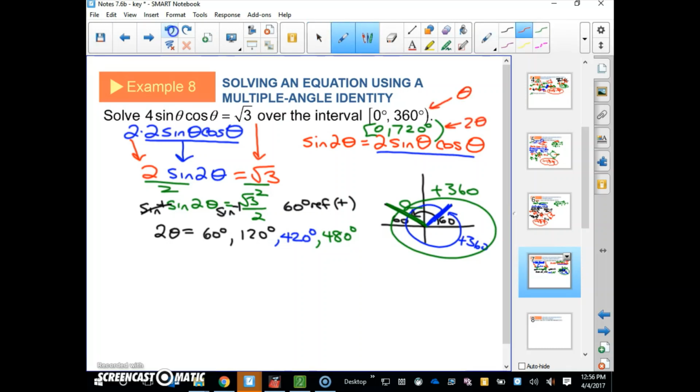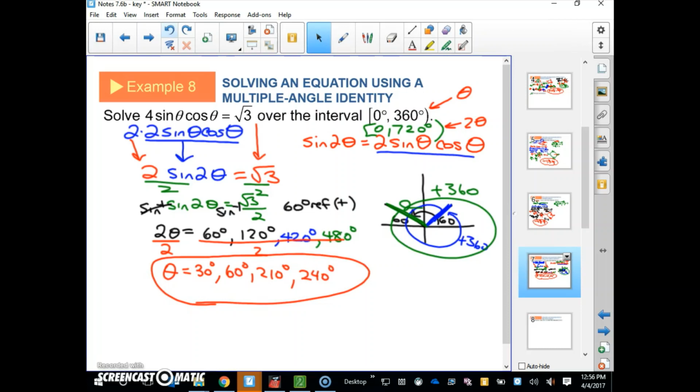The regular angle, theta, has to be between 0 and 360, and that's what we're trying to get. We're trying to isolate the variable, so the very last thing we do is divide by 2. Let's divide by 2 and find theta. It's 30 degrees, 60 degrees. 420 divided by 2 is 210. 480 divided by 2 is 240. Those four angles are between 0 and 360, and that's what theta is supposed to be. That's the boundary of theta.